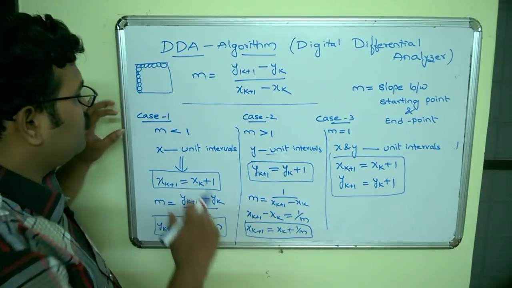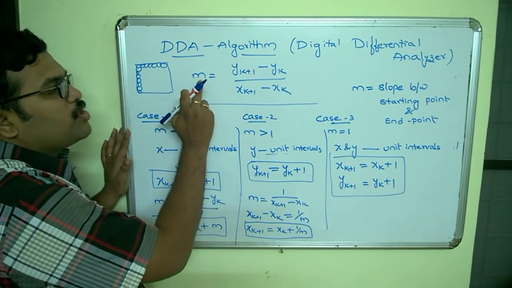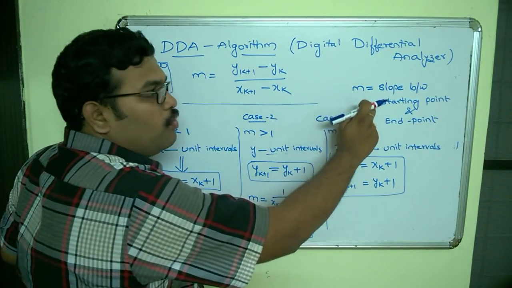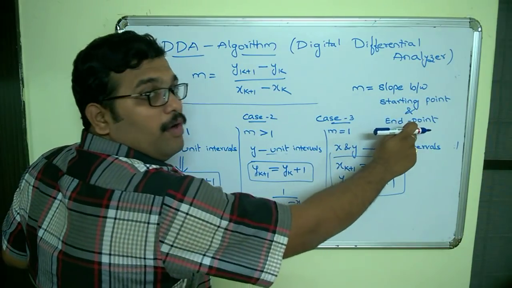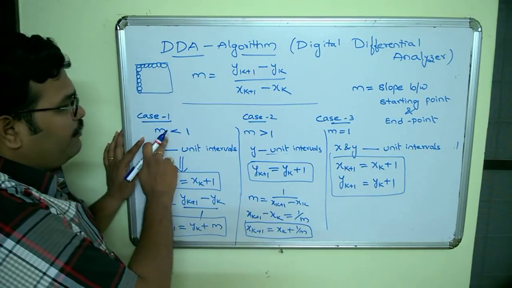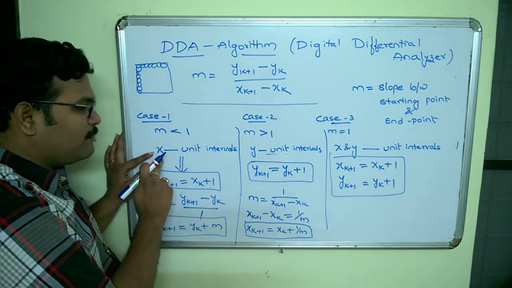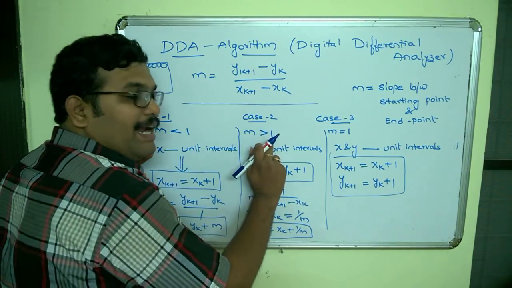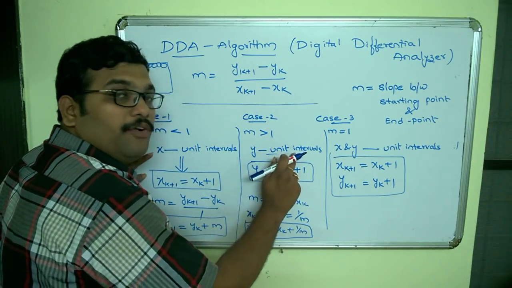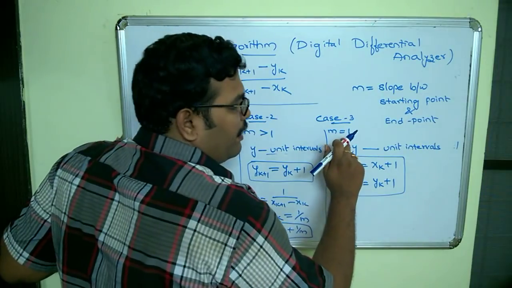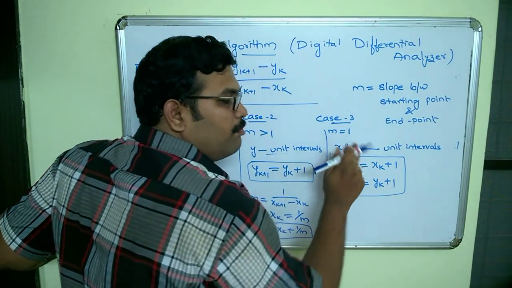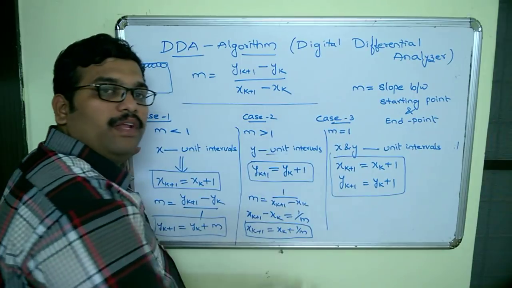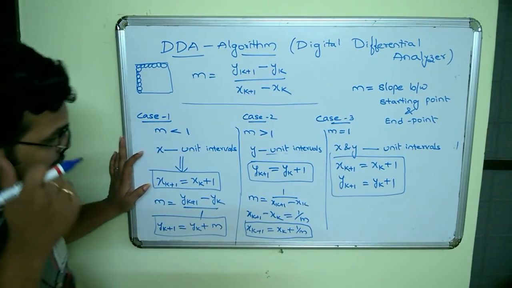So once again, let us look. It depends upon the slope between starting point and ending point. If m is less than 1, the x moves in unit intervals. If m is greater than 1, y moves in unit intervals. And if m is equal to 1, both the x and y coordinates move in unit intervals.